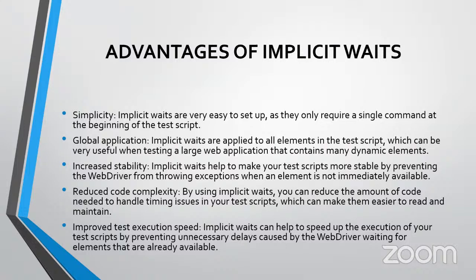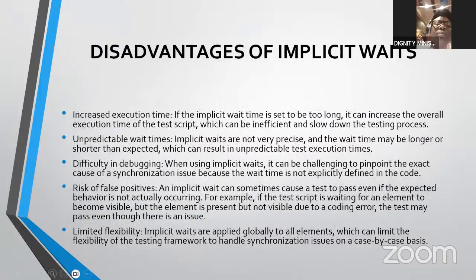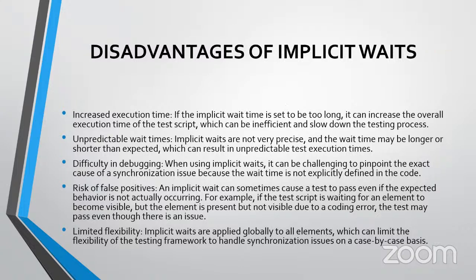Reduced code complexity: by using implicit wait, you can reduce the amount of code needed to handle timing issues in your test script, which can make it easier to read and maintain. Improved test execution speed: implicit waits can help speed up the execution of your test script by preventing unnecessary delays caused by the WebDriver waiting for elements that are already available. So those are some of the advantages of implicit wait. Let's also look at the disadvantages.